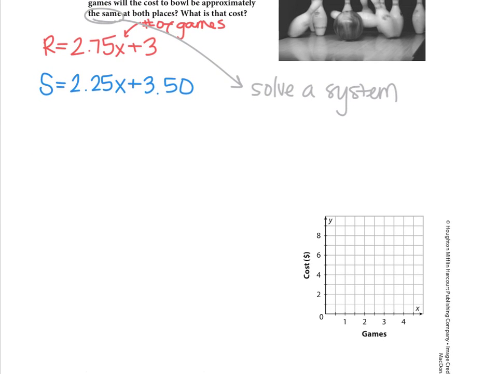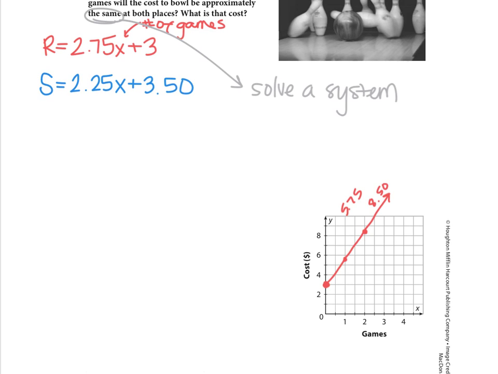And they're wanting me to graph these two things. So if I start, I'm going to do the red one first. I'm going to start at $3. I need to go up $2.75 for one game, which is going to get me to $5.75. You may need a calculator to do that. And you're just going to keep getting values so that you can get a straight line there. So I'm going to pause and do that.